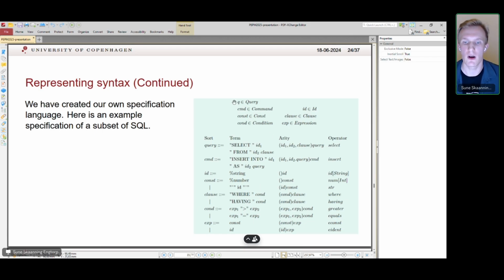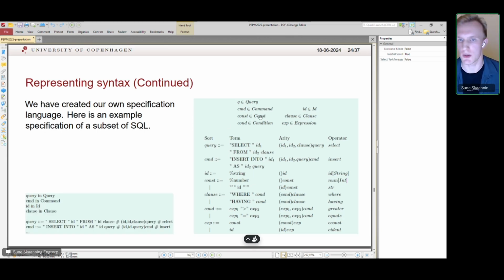And here I have a subset of an SQL dialect, where we have our sorts at the very top. So we have queries and commands and so on. And down here we have our operators, and we have their arity, and we have their terms, which would be used for, let's say, pretty printing, and we have the sorts. And also we want to be able to parse such a specification language. So we also created a more computer-friendly and parsable version of the specification language.